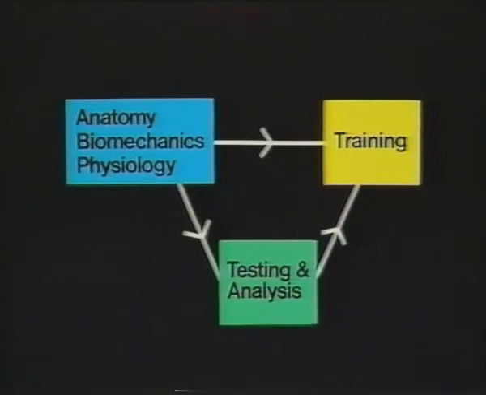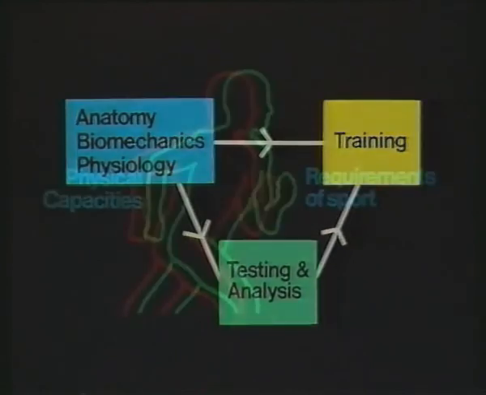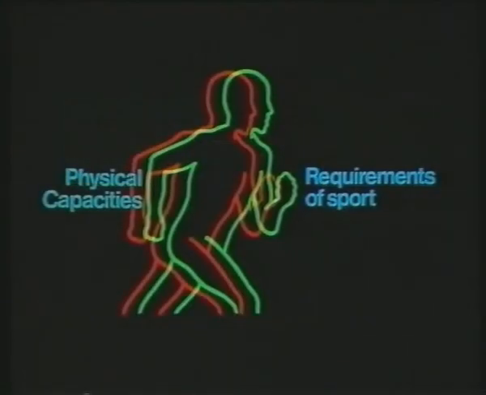Training methods used by today's athletes are based on the topics previously introduced in this video: functional anatomy, biomechanics, and in particular, exercise physiology. A knowledge of these scientific disciplines can be applied by the athlete to the design and monitoring of his or her individual training program. The aim of the training program is to develop the abilities or physical capacities of the athlete so as to match as closely as possible the requirements of the chosen sport.